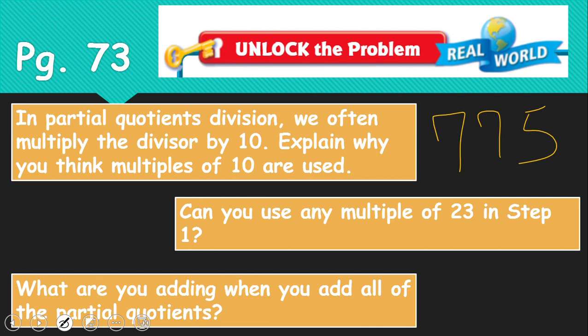Now, what are you adding when you add all of the partial quotients? At the very end, we're going to be adding all of the partial quotients. When we add them all together, this is just showing the different groups that we have. So remember, we're dividing 775 divided by 23, and that's going to give us how many groups we have, or in this case, how long it's going to take you to eat that much pizza.